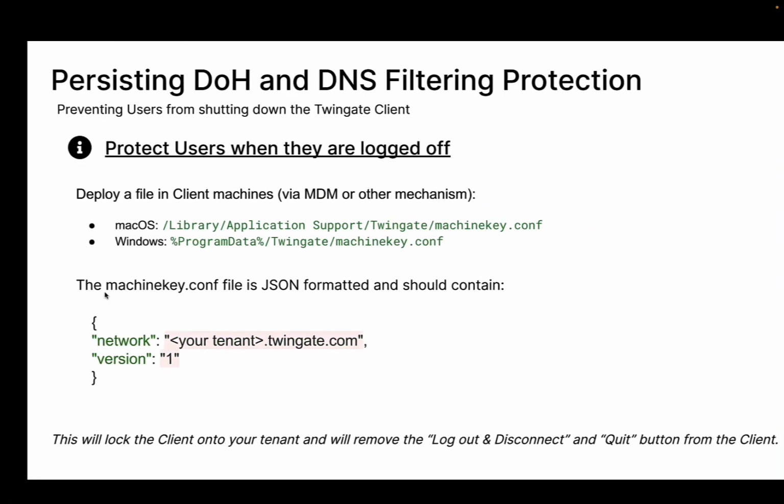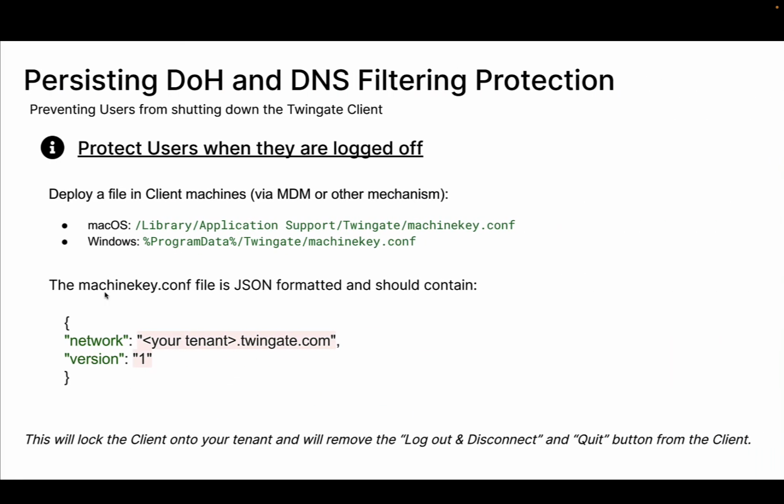The first thing you can do is leverage what we call machine keys. In version 1 of the machine key, all you have to do is create a small JSON file that has your network tenant name, and then push this file over to all macOS and Windows devices for your staff under the paths that are specified here. And once those files are deployed, you don't need to restart the client or anything.